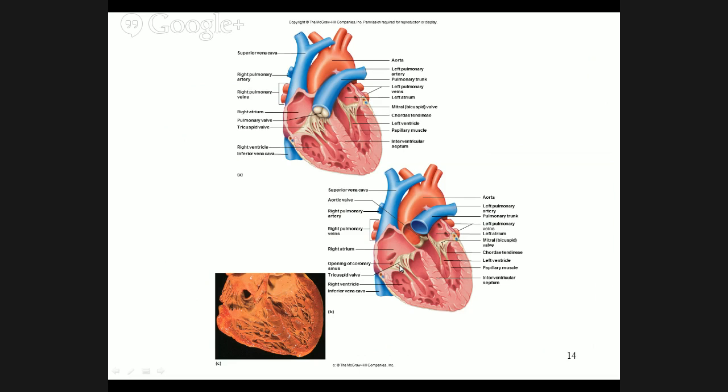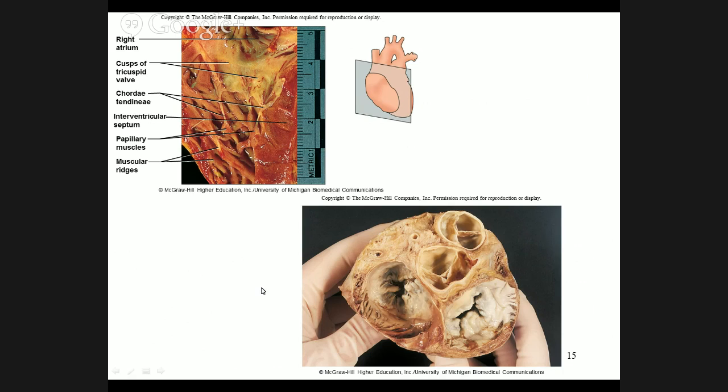And there's a picture of the tricuspid valve on the right side and the bicuspid valve on the left side. And here's another slide of the right atrium, the cusp of the tricuspid valve, the chordae tendineae, that's attached to the heart muscle. Here's an interventricular septum and some papillary muscles and some muscular ridges.